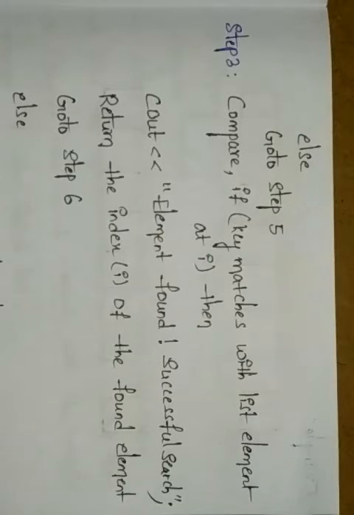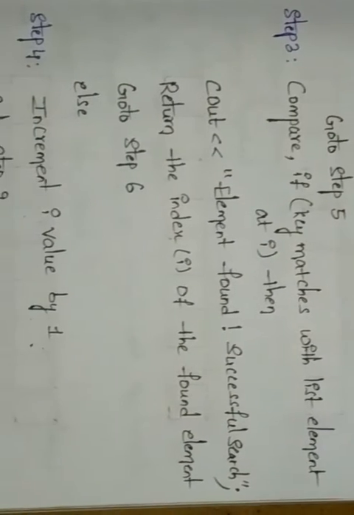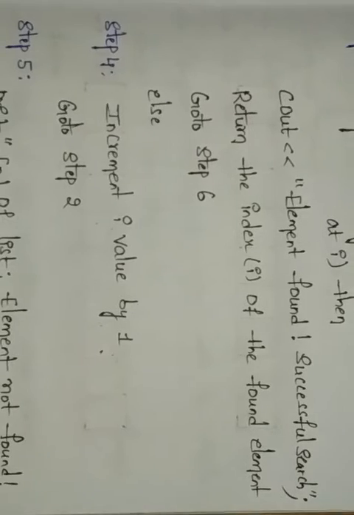Or else, if that is not matched, you can move to the next element, right? At that time you can increment the i value by 1. At present we have i equals 0. Incrementing by 1 means i equals 1. Like that you can move to the next step. In step 4 we have that one, you can see here.